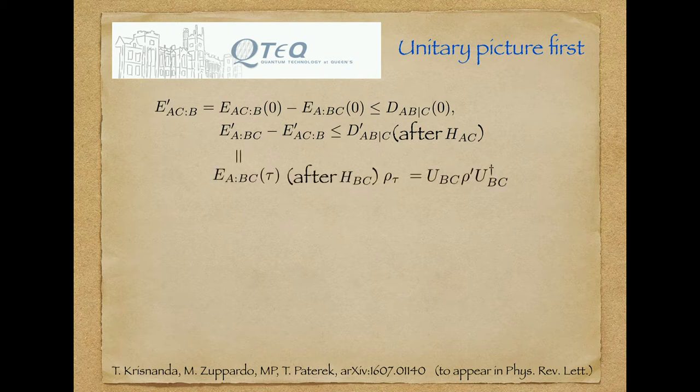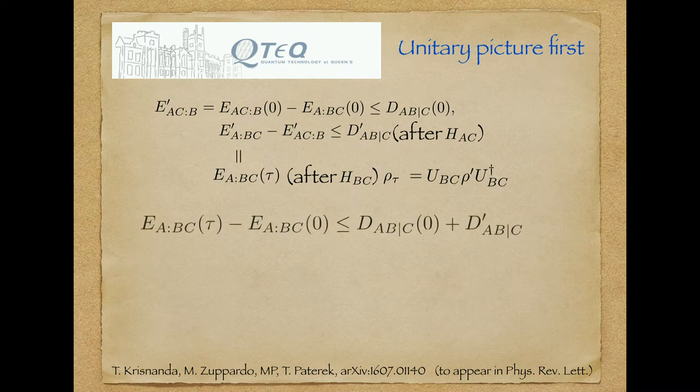Similarly, the entanglement between A and BC after I applied this Hamiltonian remains unchanged at the end of the protocol, when B interacts with C, because with respect to this bipartition, the unitary between B and C is a local operation. So I have these two relations again, okay, these two relations that I can now sum, I can add mutually.